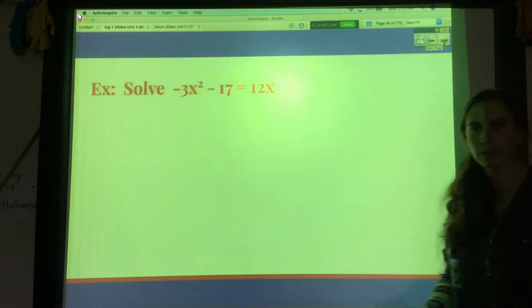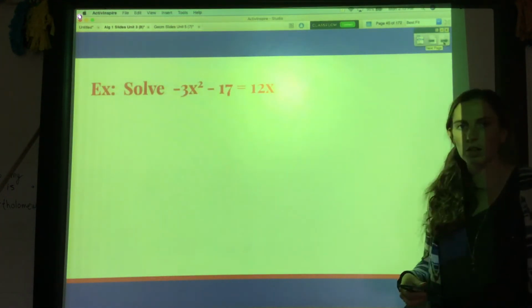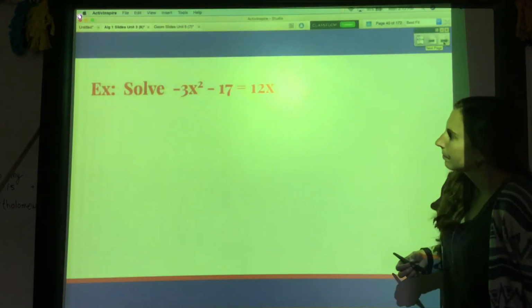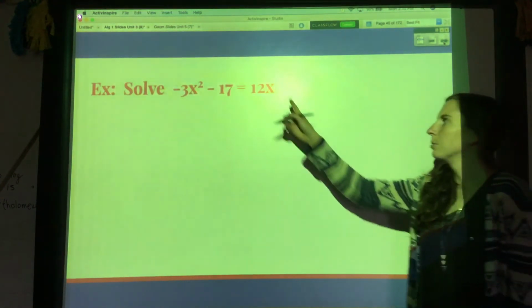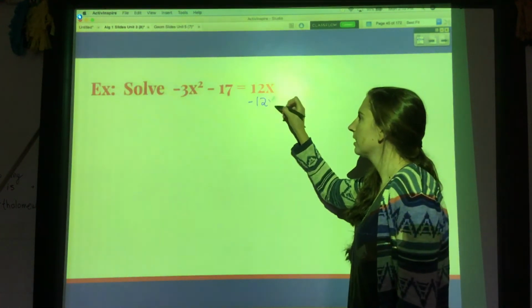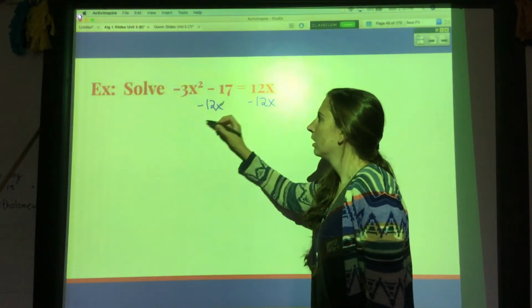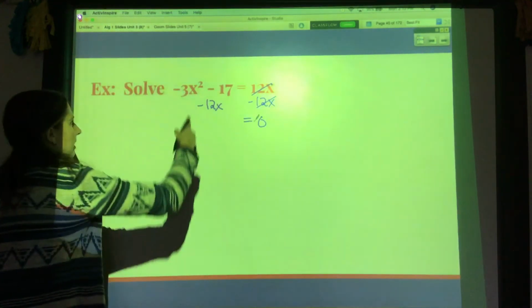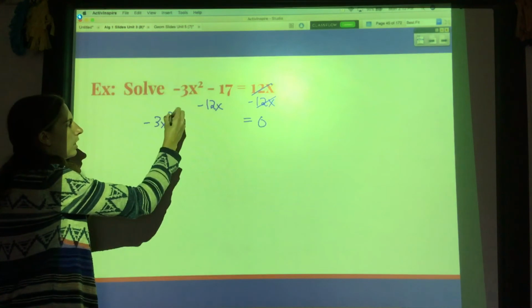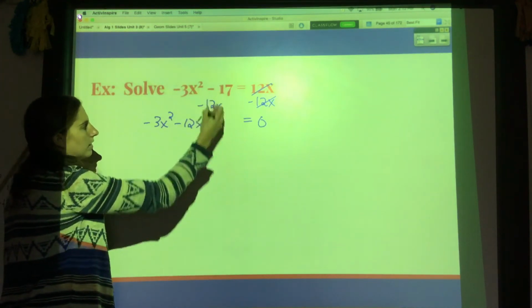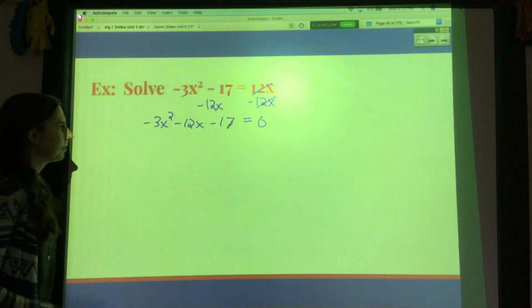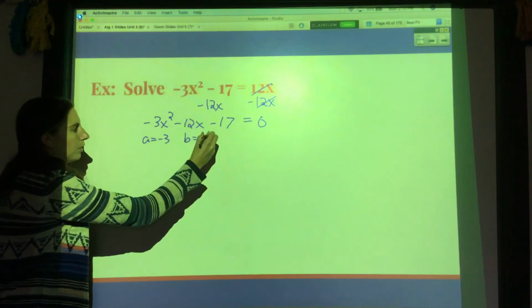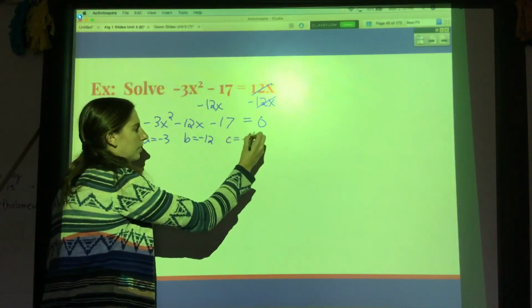We have one final example. Again, I want to solve it. I want to find the values of x that make this equation true. Notice, again, I'm going to need to rearrange some things. Move this over there to be with his friends. So I just have 0 left here now. I'm going to put it in order this time. So the x squared goes first, then the x, then the constant. Okay, so -3 is a, b is -12, and c is -17.